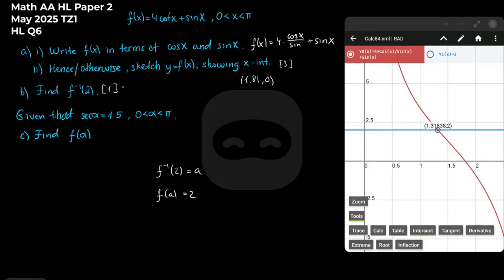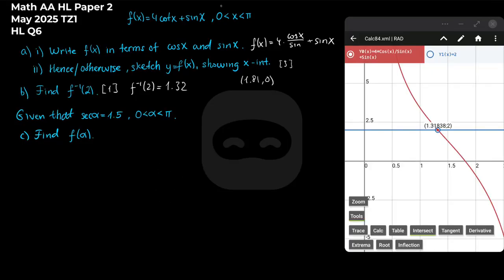So in 3 significant figures, let me rewrite this, f negative 1 of 2 is going to be equal to 1.32. And this also means that the original function, if you plug in 1.32, we're actually going to get 2. So this is very straightforward, and please don't overthink this question.